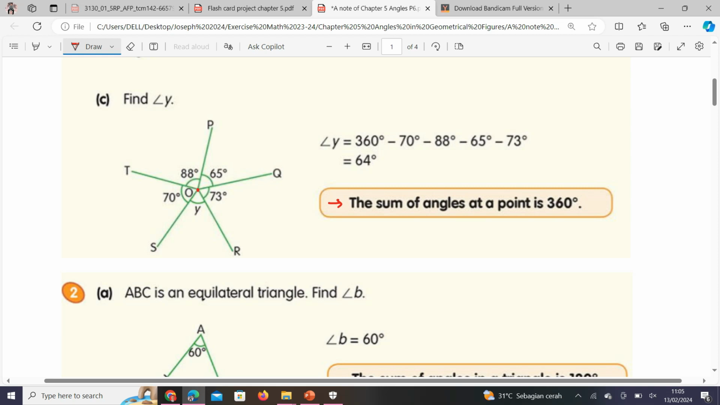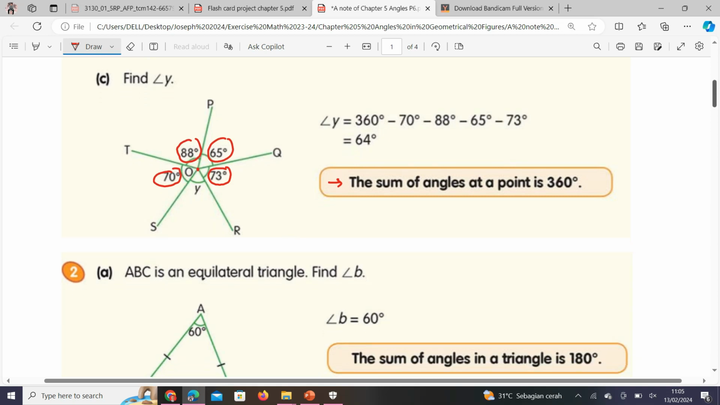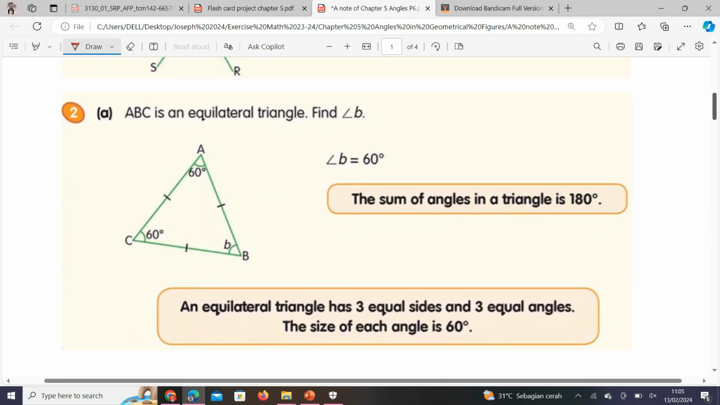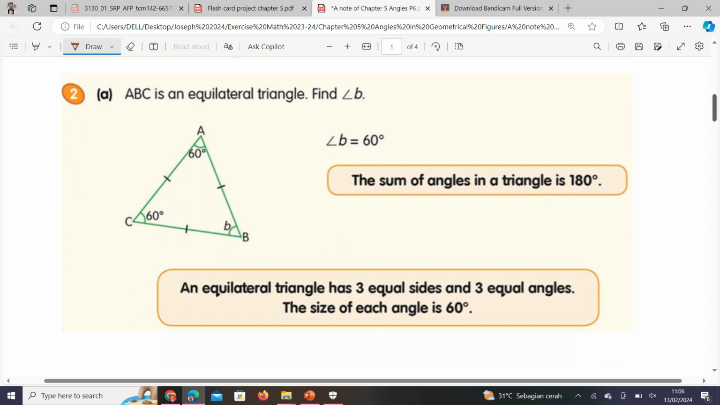So to find the angle of Y, it equals 360 degrees minus 70 degrees from this, minus 88 degrees from this, minus 65 degrees from this, minus 73 degrees from this, which equals 64 degrees. Okay, that's the point 1. It's easy, right? Now, let me introduce the point 2. In the point number 2, you learn about kinds of triangles.